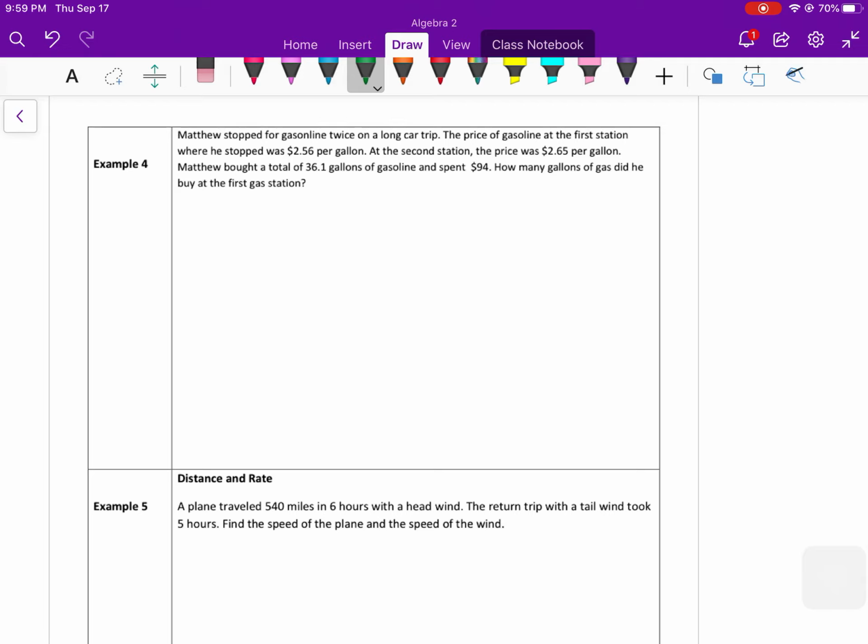Matthew stopped for gasoline twice on a long car trip. The price of gasoline at the first station where he stopped was $2.56 per gallon. At the second station, the price was $2.65 per gallon. If he bought a total of 36.1 gallons and spent $94, how much did he buy at each station? So let's let X be the number of gallons at the first station, and Y is the number of gallons at the second station. So this is a how much of each type problem.